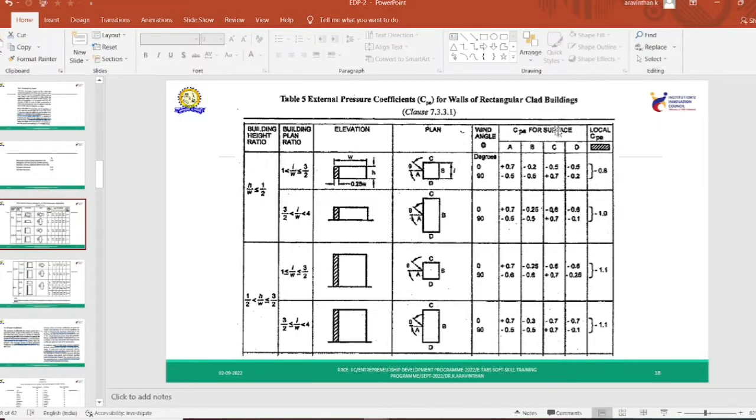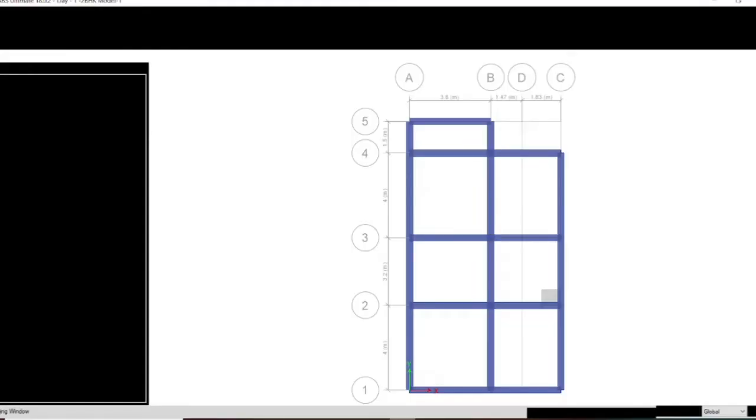This is CPE for surface, this is CPE for local. You should not use local CPE for calculation. This will be used only for the corners and for specific purposes only. For overall calculation, you should use these 4 parameters. So let us apply this in our structure and find the solution.